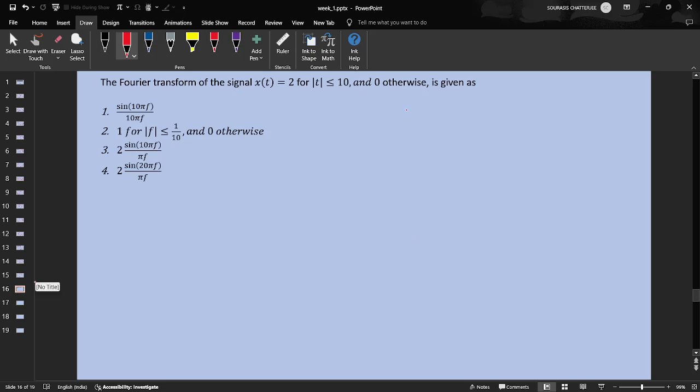So x(t) is equal to 2 for absolute value of t less than or equal to 10. That means it has a width of 20. You have 10 here, minus 10 here, and a value of 2, and this is what your x(t) is. So what is the Fourier transform of this signal that we need to find? You can clearly say this is an aperiodic signal, so we need to compute the Fourier transform expression.